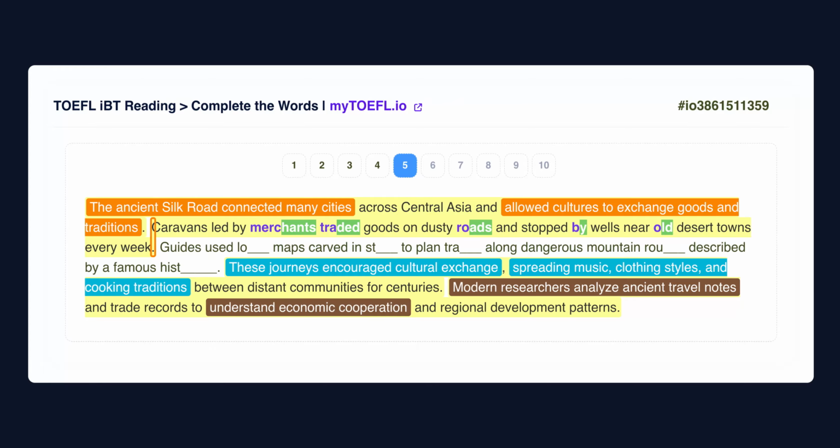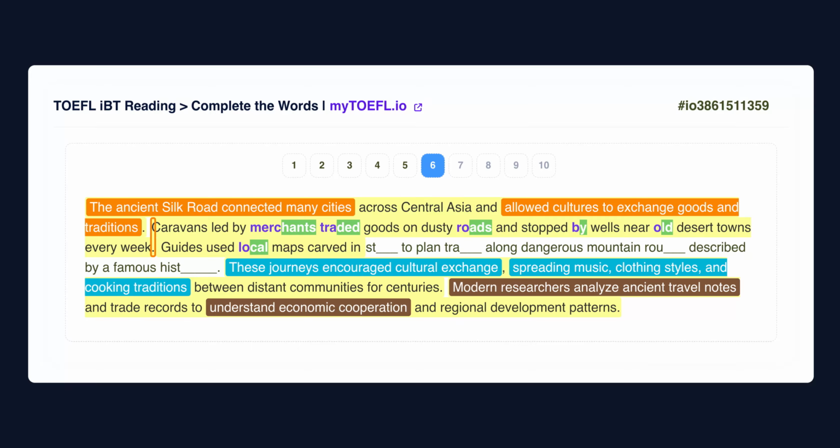We are now in the third sentence. This part focuses on how the guides navigated these long journeys. Think about the tools they might use. Guides used maps carved in. We are given the letters L and O, and we need to fill in 3 blanks to complete the word. The guides used maps. We need an adjective starting with lo to describe these maps. In the context of specific regions or nearby areas, the word local fits perfectly to describe maps of a specific area.